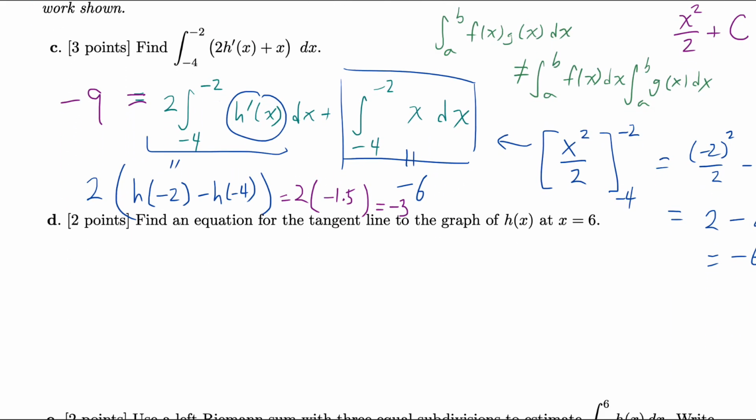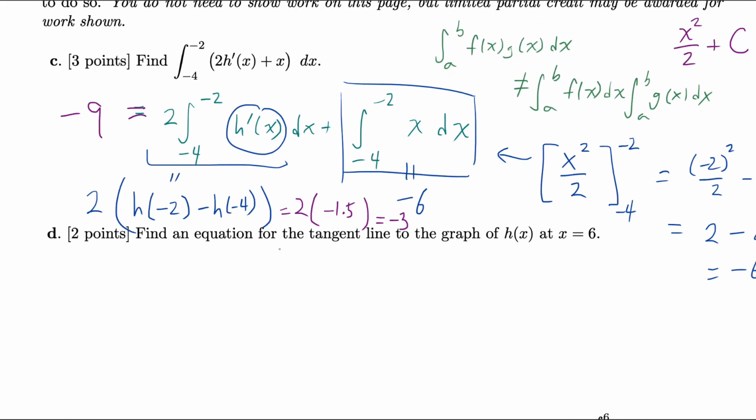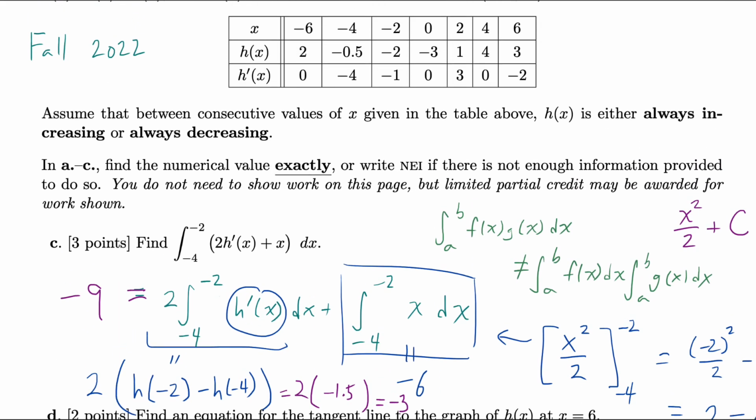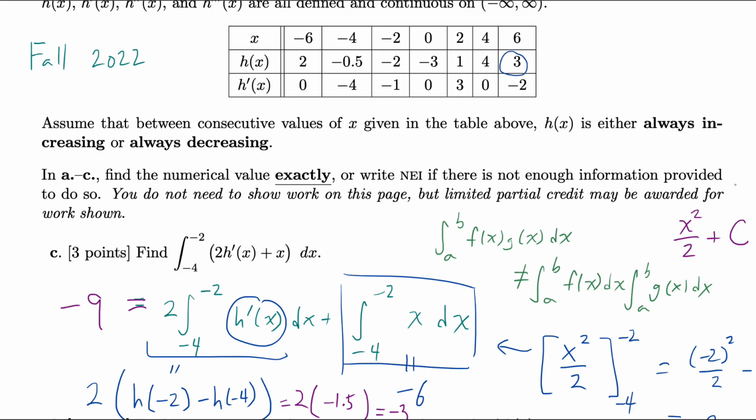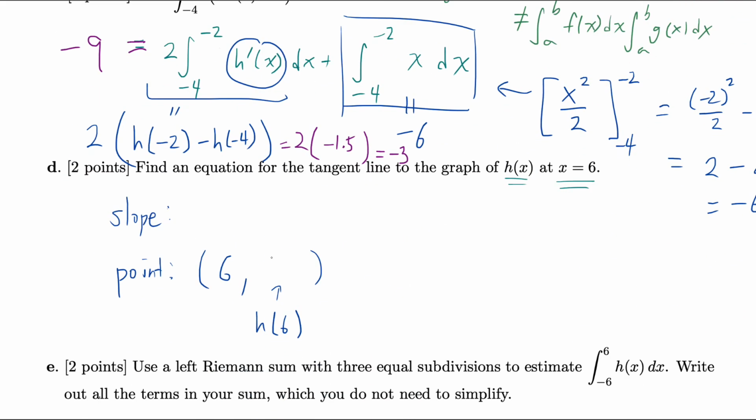Alright, going to part D, we want to find an equation for the tangent line to the graph of h of x at x equals 6. So remember, to find the equation of a tangent line, we need two pieces of information. We need the slope and we need the point. The point is usually a bit easier to get. So we know the point here is going to have the x coordinate of 6. They tell you this. And the y coordinate should be h of 6. We're looking at the graph of a function, so it should be h of 6, which we know is 3 here from the table. So we know the point is (6, 3).